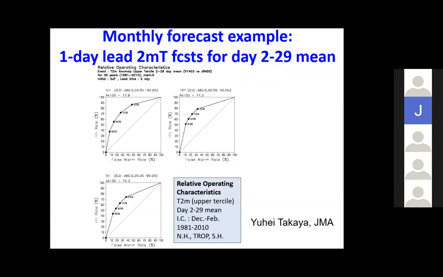Another example here for the Japanese model. In that case, we are looking at temperature forecasts for monthly forecasts issued on a particular day for the next 29 days. And you can do that for different regions around the world. This is the Northern Hemisphere, tropics or Southern Hemisphere, and you have here the values of the area under the ROC curve telling you how much you can distinguish, in that case, temperature in the upper tercile from temperature not in the upper tercile.